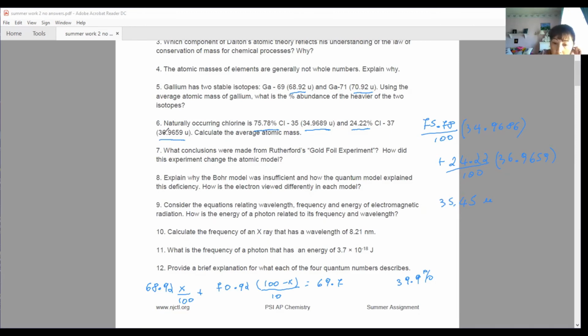This is number 6. Number 7. What conclusions were made from Rutherford's gold foil experiment? How did the experiment change the atomic model? Well, Rutherford came after J.J. Thomson, who thought that the model looked like a plum pudding with protons and electrons smeared in this uniform ball.